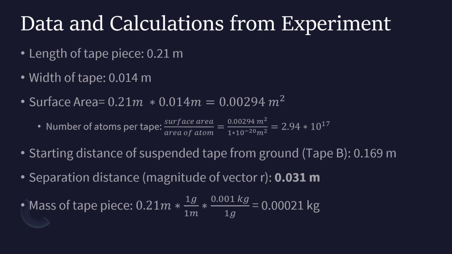Here's the data I got from the experiment. I used the length and width of the tape to calculate the surface area of the piece of tape, and I calculated the number of atoms per tape by using surface area over the area of an atom. I recorded the separation distance as the magnitude of vector r, and the mass of the tape piece by using this equation to get 0.0021 kilograms.